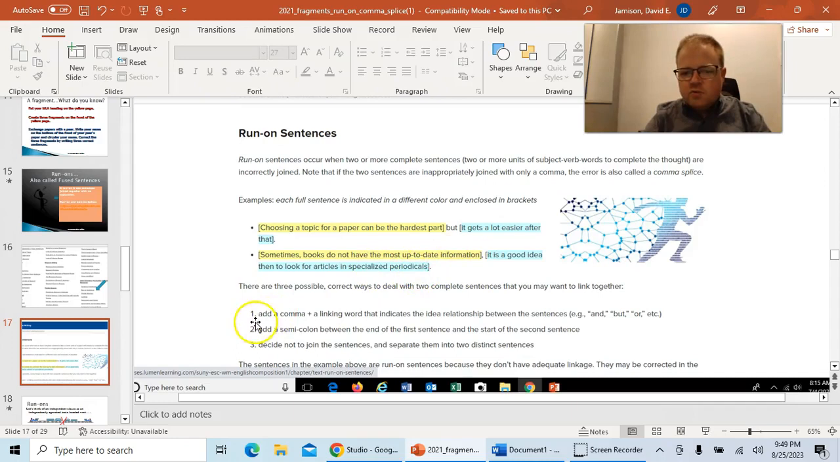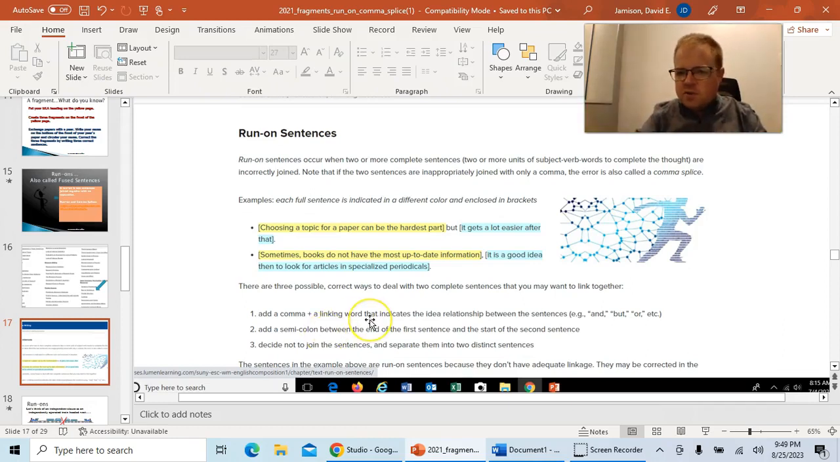Instead, what you could do is add a comma plus some kind of linking word. You've heard of the FANBOYS: for, and, nor, but, or, yet, so. There's also a lot of other linking words out there that you can use as well. Those are called coordinating conjunctions, and you can coordinate two sentences together with those. You just need a comma and then one of those, and you're good.